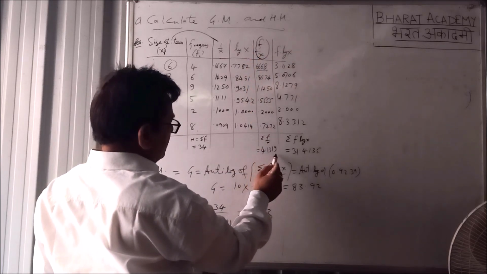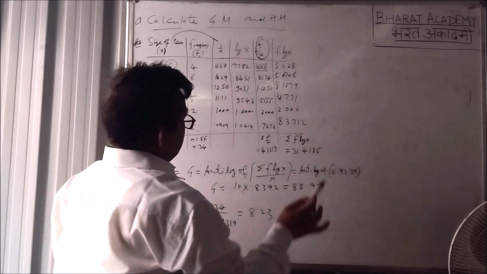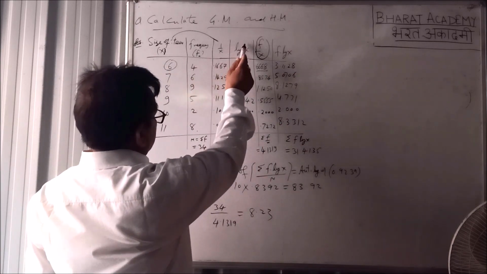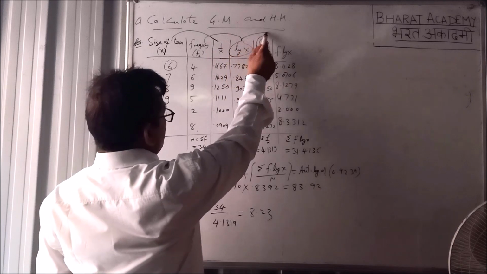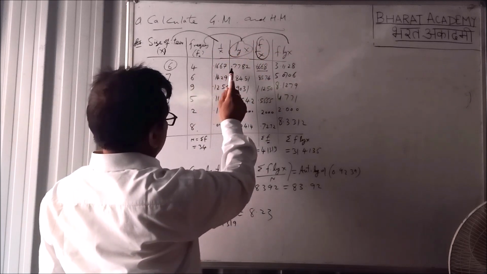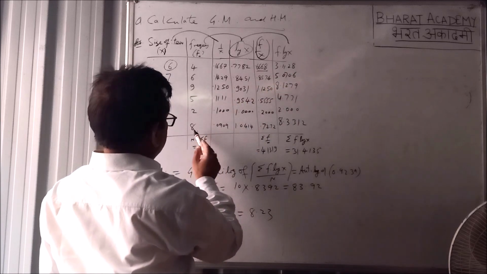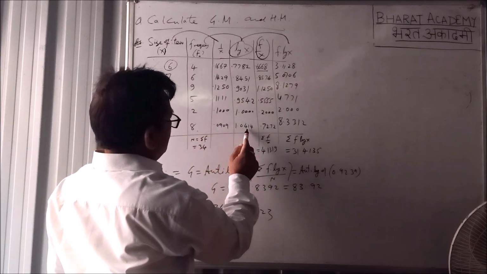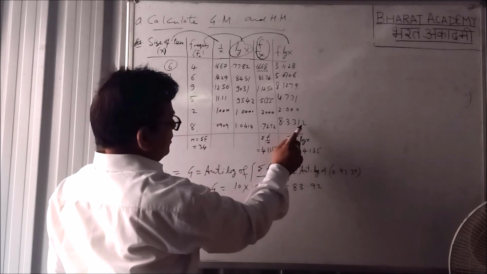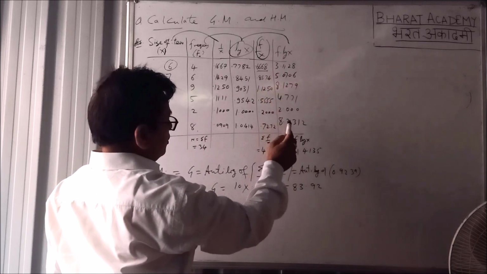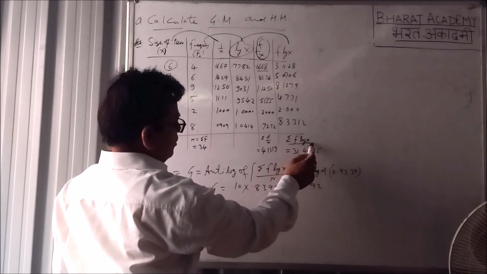This is 4.1319. Last is f into log x. This is f, this is log x. Multiply these two. F into log x, 4 into 0.7782, this is 3.1128. Similarly, up to 8 into 1.0414, this is 8.3312. And add all these values of f log x, you will get summation of f log x.